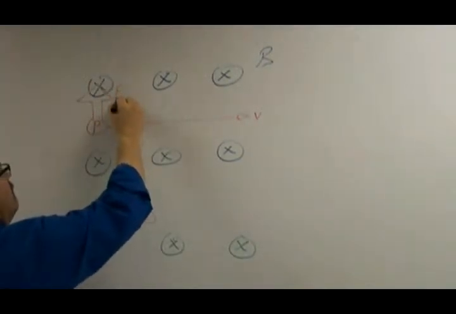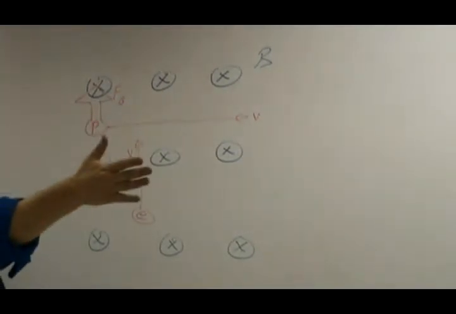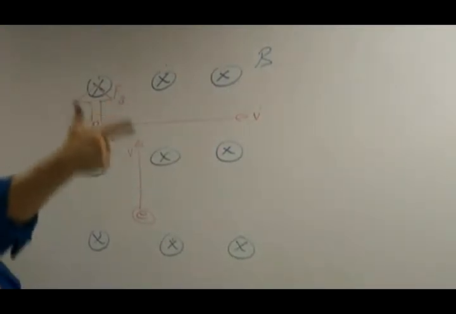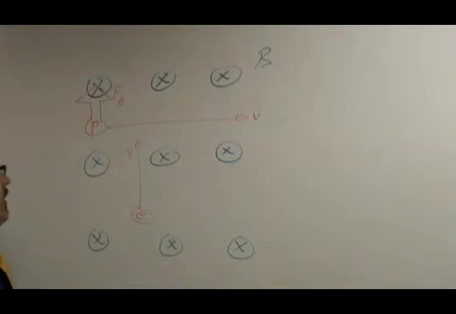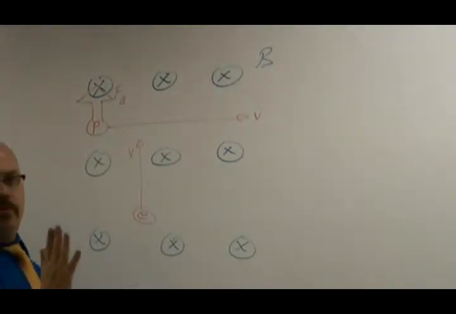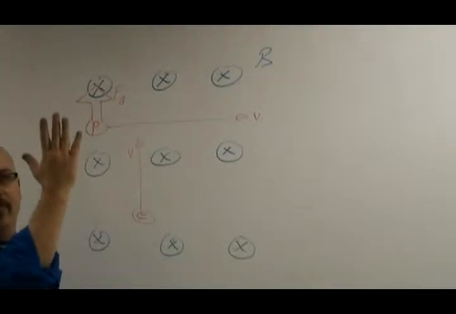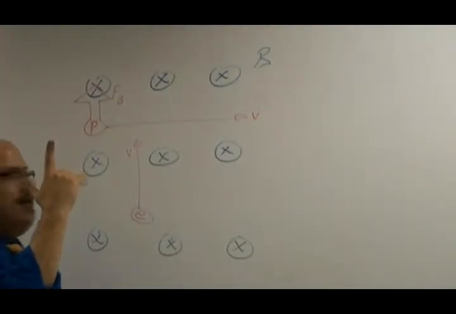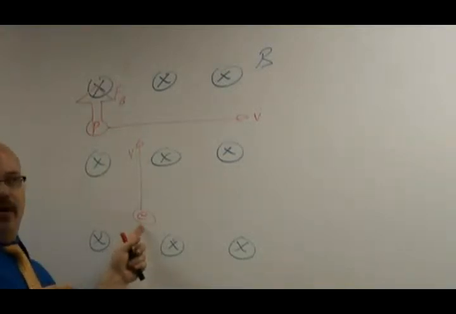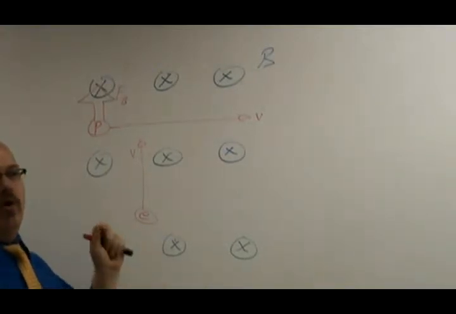The force is up because the current is this way, or my velocity is this way. My B field's into the board, so the force is up. Okay, now on this one, what does your right hand tell you? Velocity up, B field into the board. It says the force should be to the left. No, but it's an electron. What does that mean? Current is reversed.